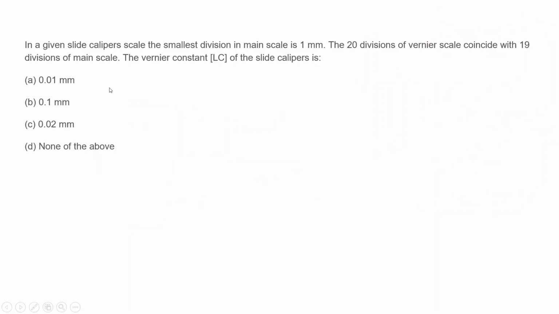The question is, in a given slide caliper, which is same as vernier caliper, scale, smallest division in main scale is 1 mm. It's given smallest division in main scale is 1 mm, means the least count of main scale is 1 millimeter. The smallest value we can measure on main scale is 1 millimeter.